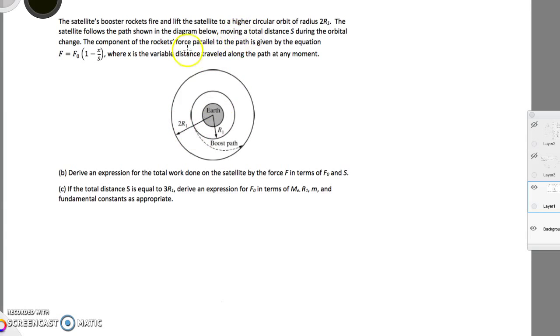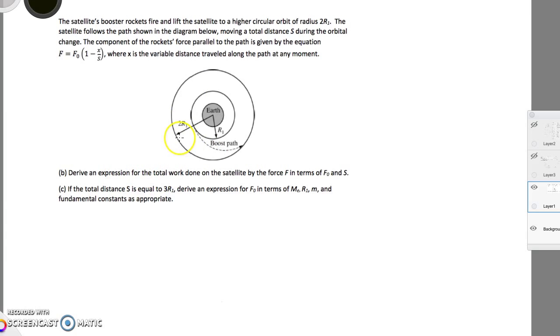And it's going to follow this path right here, travel some distance s. Okay? And then we have this equation for the force it experiences during that transition. So these boosters are going to fire, I think, maybe slowing it down, kind of pushing it out to this greater orbit, this greater radius for its orbit. And so we want to find work.